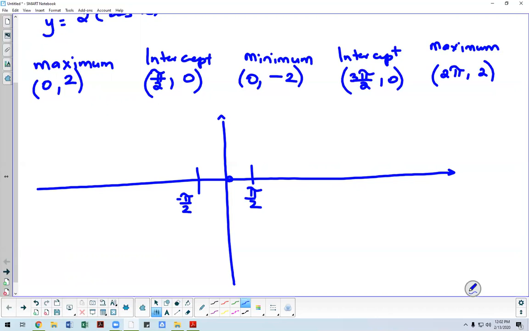What will be our next coordinate? Pi and 3 pi over 2. And then 2 pi. Very good. And then just 5 pi over 2. 3 pi. And they're asking us to go how far? Up to 9 pi over 2.